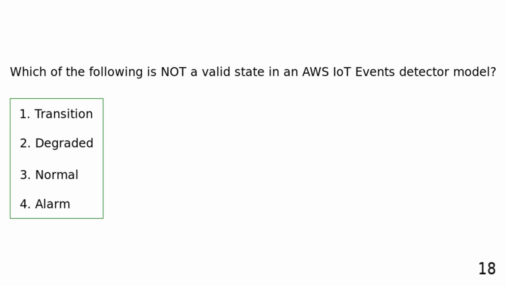Transition. Degraded. Normal. Alarm. In AWS IoT Events, valid states in a detector model represent the condition of your equipment or process, such as normal, degraded, or alarm. Transition is not a valid state, it refers to the movement between states based on events.